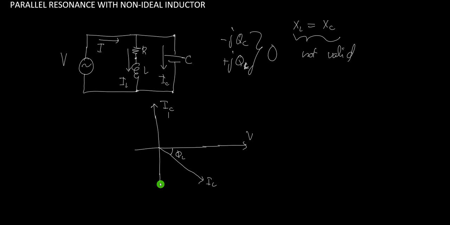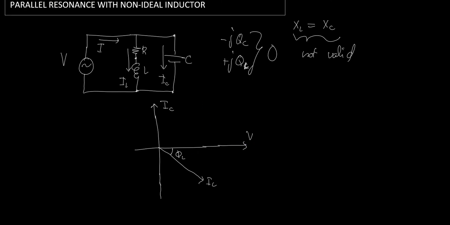Then, remember, we want to make the circuit pure resistive. So when will it be pure resistive? When this angle is 0. When is that? When the total current is in phase with the voltage. If they are in phase, this means the circuit is now a pure resistive circuit. So that is what we want for a resonance to happen. So we want to make our current to be in phase with this voltage here.